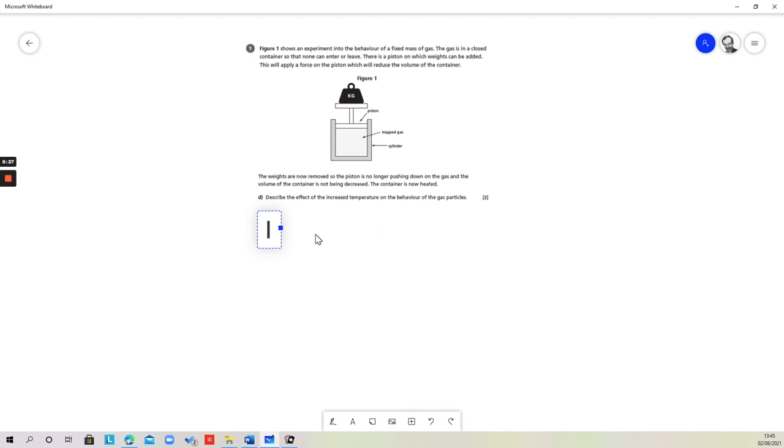We're now going to have a look at part D, and we're told in part D the weights are now removed so that the piston is no longer pushing down on the gas and the volume is not being decreased. Okay, so the weights have been removed. The gas, the same mass of gas, is still held in the container here, but there are no weights pushing down. However, what is happening is that the container is now being heated, so there is some heat source that is being used to raise the temperature of the cylinder, and more importantly the gas inside it.